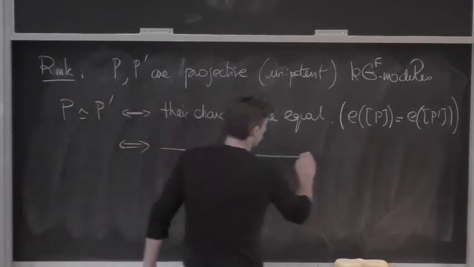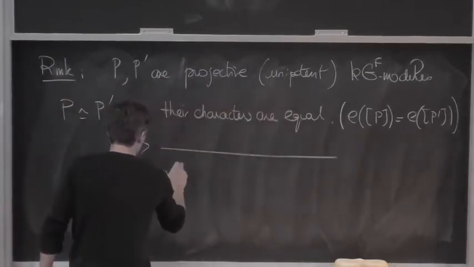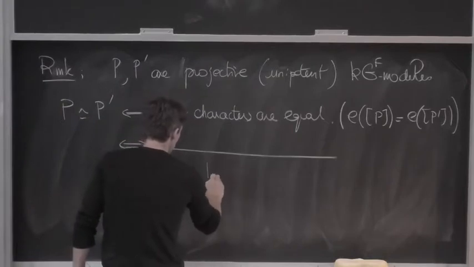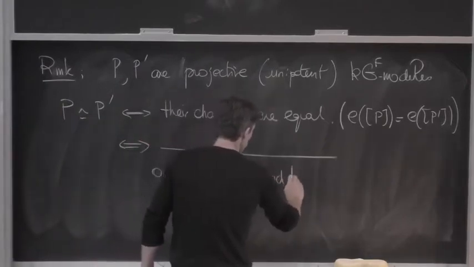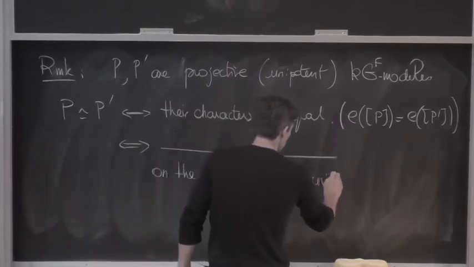So the characters are equal on the lattice of unipotent characters, spanned by unipotent characters.